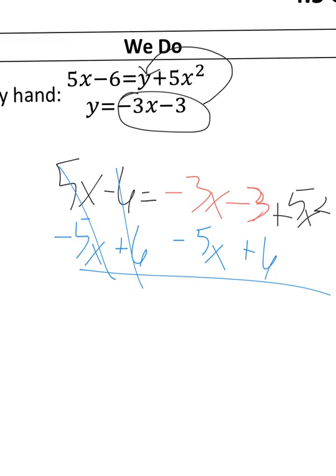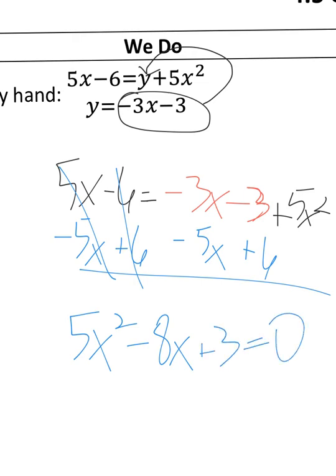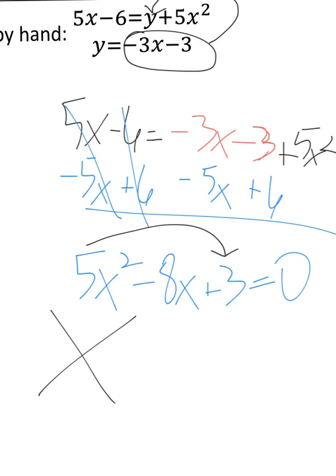And so I'll write things in order this time though. So 5x squared should be up front, then minus 8x from minus 3x minus 5x, and then negative 3 plus 6 is 3, so equals 0. And so now we're going to factor this. So because there's a number in front of the x squared, I got to multiply it to the end number. So the factors of 5 times 3, that's 15.